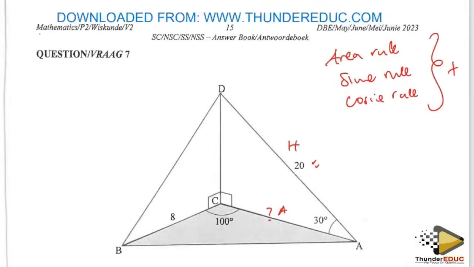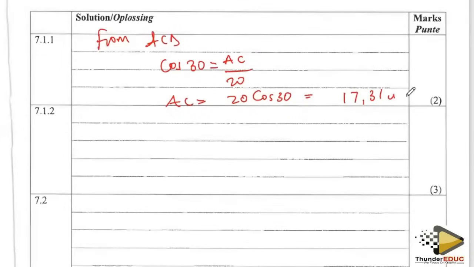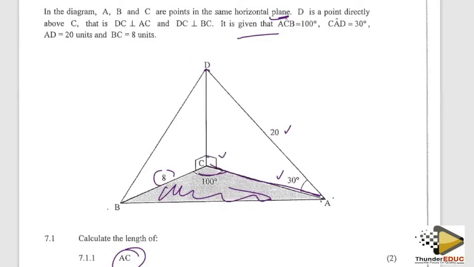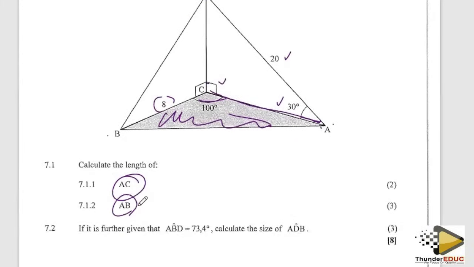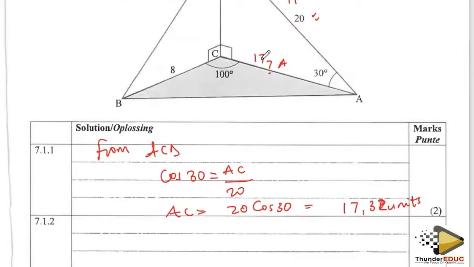They tell us about newtons. Just call it units. So I'm going to just stick with the 17.32. Then 7.1.2, they want the distance AB. This is AB. So with AB, this is 17.32.